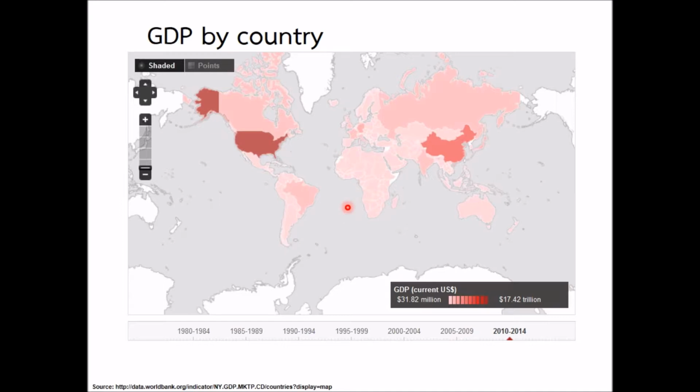Now, based on this map, do you think that GDP is a good indicator for the level of development of a country? Would you say that the United States of America and China are the most developed countries in the world? Because if you would use GDP as an indicator for development, you would need to say that because the United States of America and China have the highest GDP in the world, they are the most developed countries in the world. Probably your answer is no.